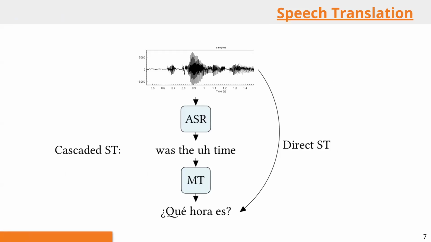So long story short, speech translation is a technology for translating speech into text in another language. It can be either cascaded or direct.